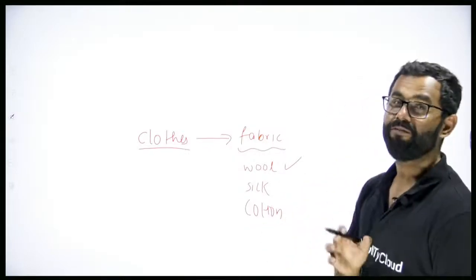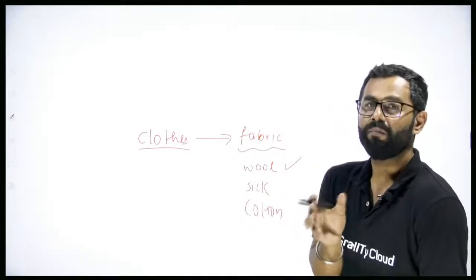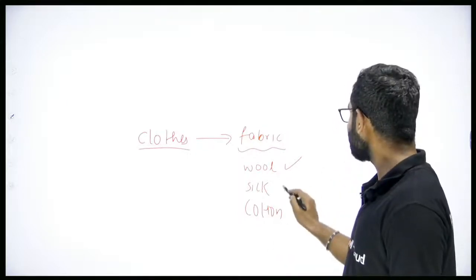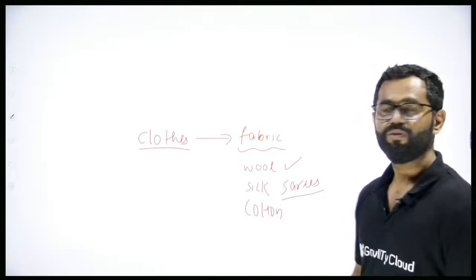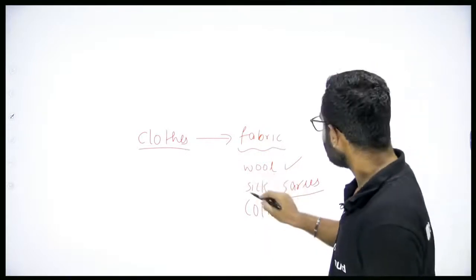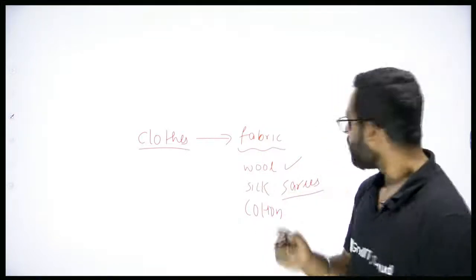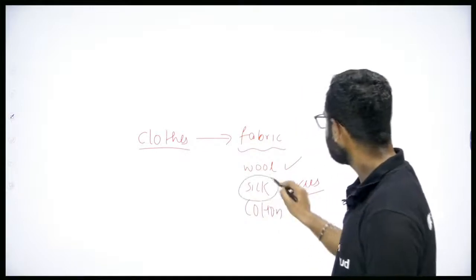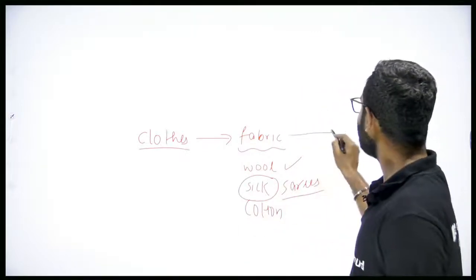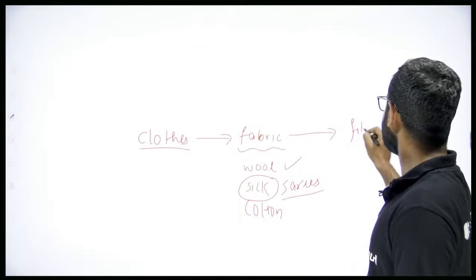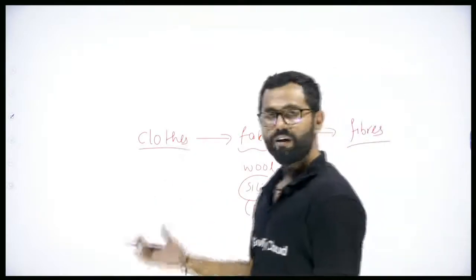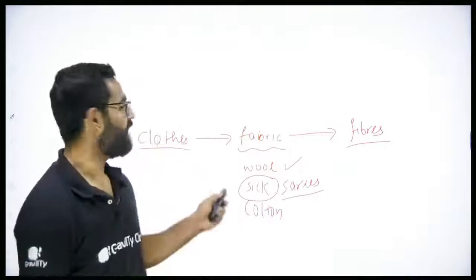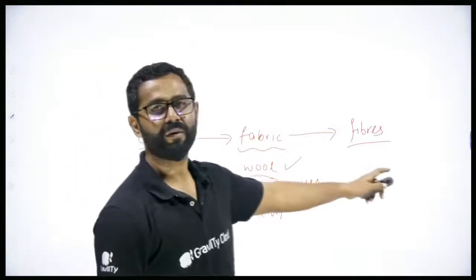And also you would have known, or you would have seen, or you would have read about the famous silk saris, right? In the silk saris, the silk sari is a cloth. It is made up of silk fabric, right? And these fabrics are made up of fibers. Simple. So our clothes are made up of fabrics, and fabrics are made up of fibers.